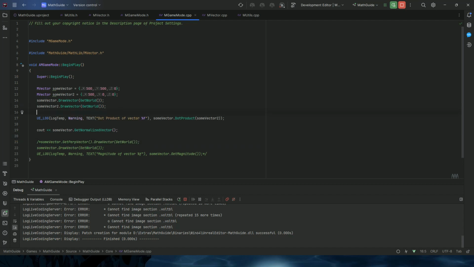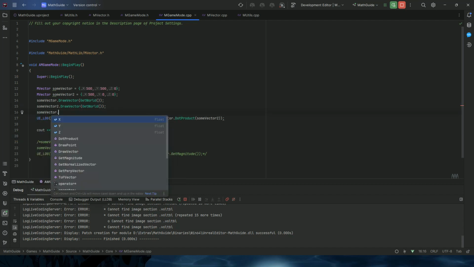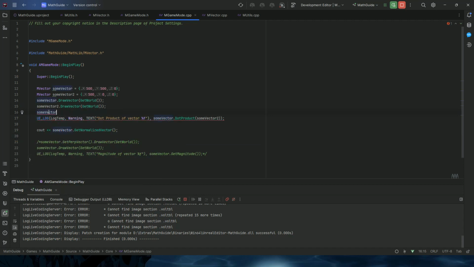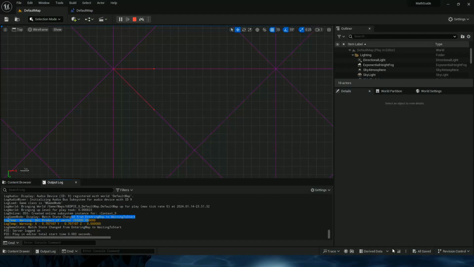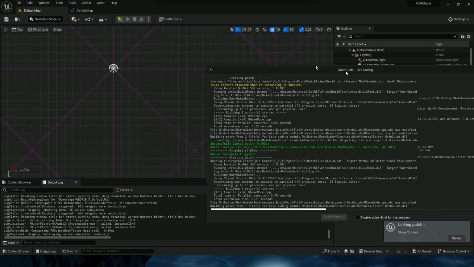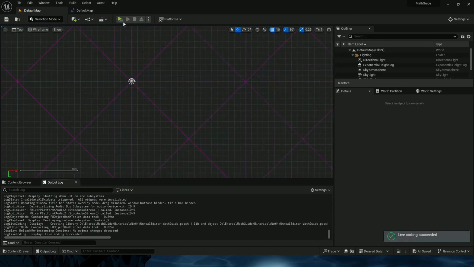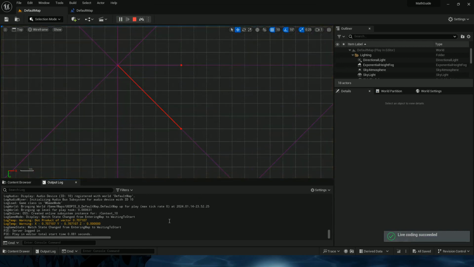So what we will do, we will normalize them. Some vector dot, give me a second. Let's normalize them here. Some vector dot normalized vector. And for this too, we will get the normalized vector. So let's do the same, compile. Let me start the program. It is done. Right now the dot product is 0.7, and we can see the angle is like 45 degree.